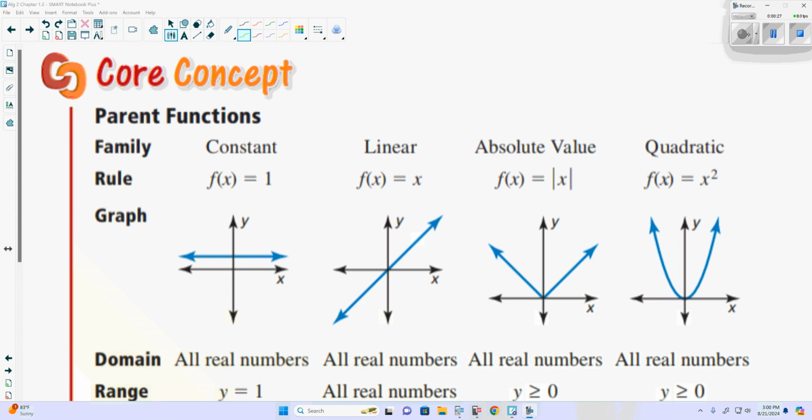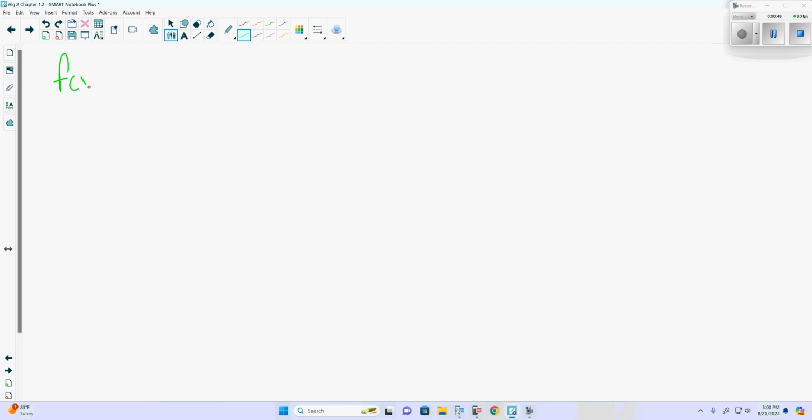We're not really going to look at constant functions, there's not much that happens. It's either going to go up or it's going to go down. A function is a constant function if it's just a number. There are no variables, it's just one. So you don't write this down. So f of x equals 1.